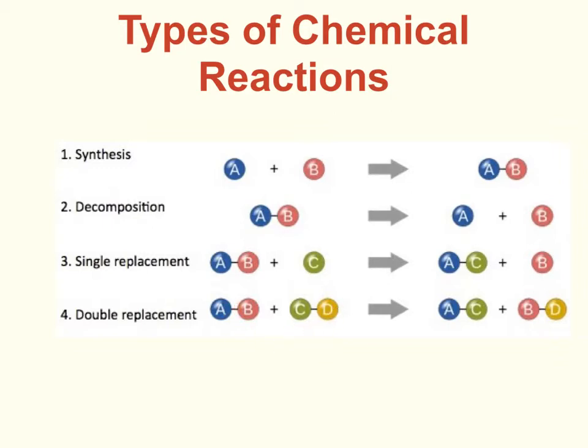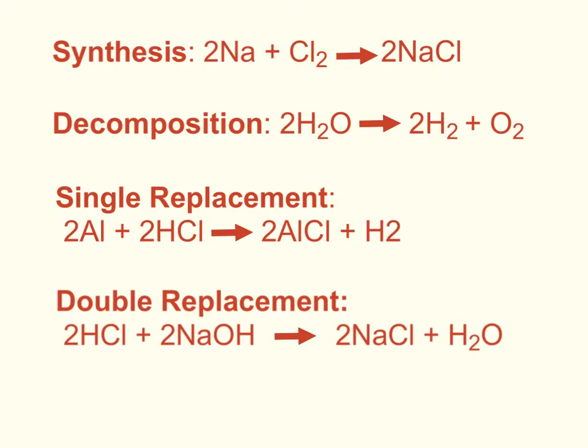Essentially, the 2 atoms switch partners. So if we look at the A and the D, A switched partners with D, and A ends up being bonded with C, and D ends up being bonded with B. That's an example of a double replacement reaction. Here are some examples of what these reactions look like with actual chemicals.